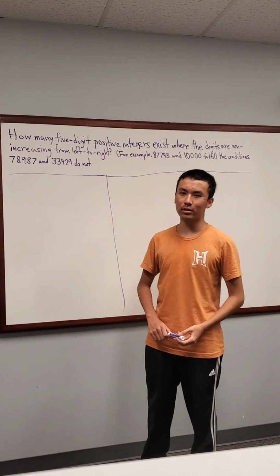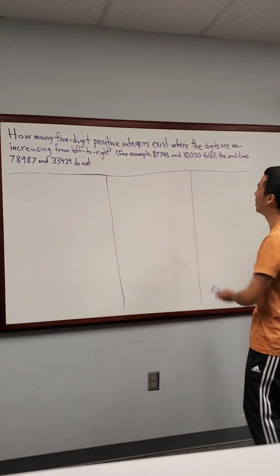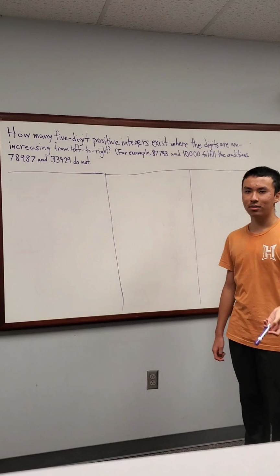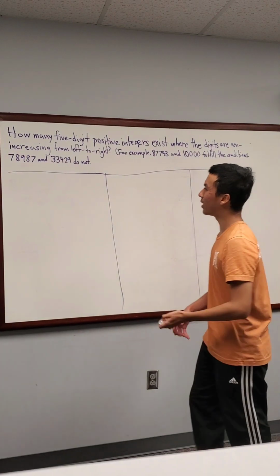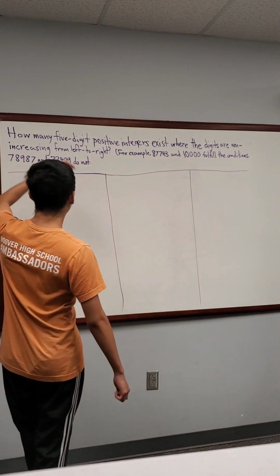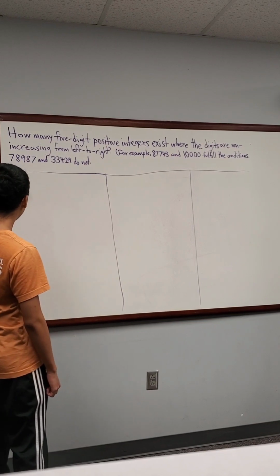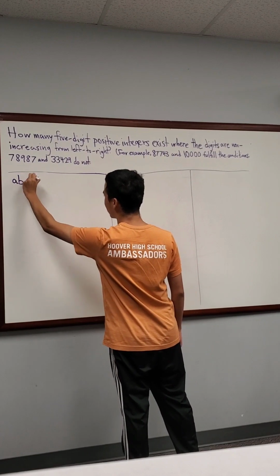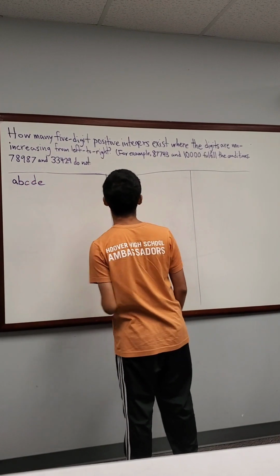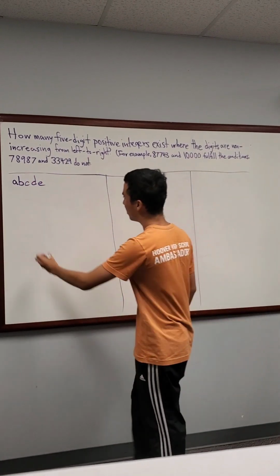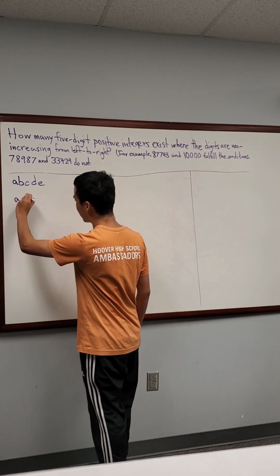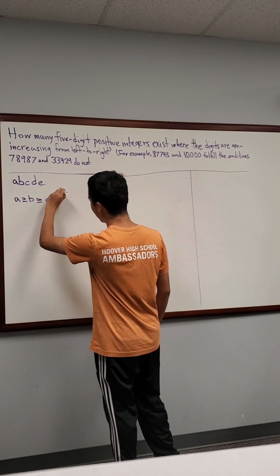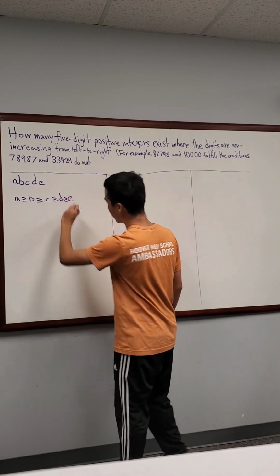So the first thing we're going to do is look at the question and see it's all words, right? There's literally no math. So we can just ignore this original question and just try to translate this into math. So we have 5-digit positive integers, that's A, B, C, D, E, and they're non-increasing. So non-increasing means A is greater than or equal to B, B is greater than or equal to C, and we just have this long chain, right?